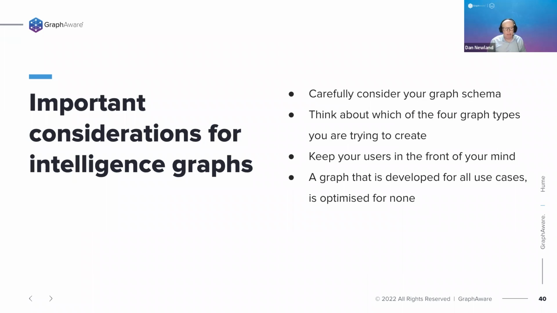So to summarize those key points, important considerations for intelligence graphs: really consider your graph schema. Think about which of those 4 types of graphs you're trying to create for your particular use case. You always have to keep your users in the front of mind, particularly in the graph schema creation phase. And a graph that is developed for all use cases really is optimized for none.